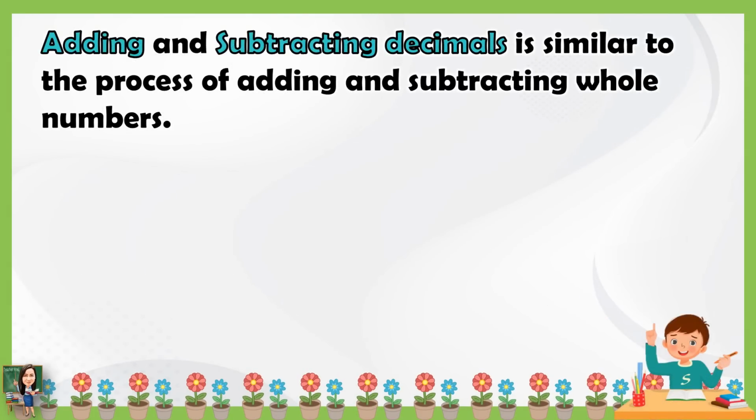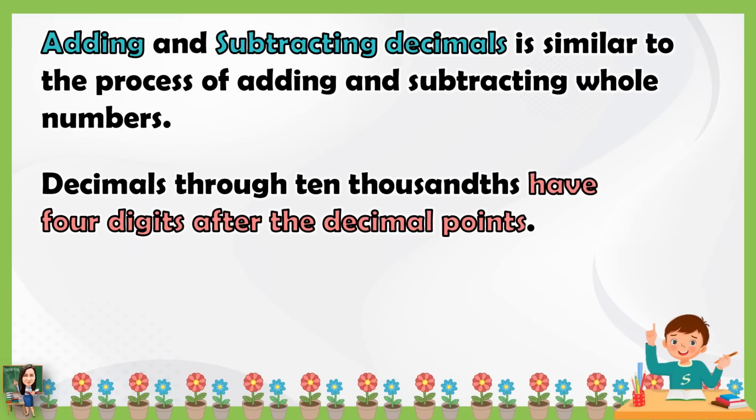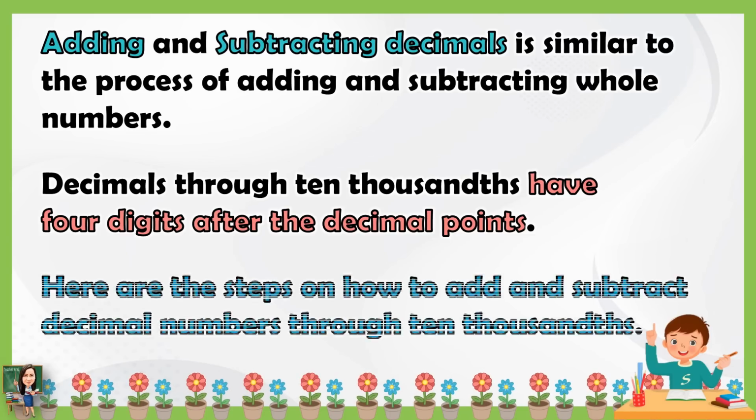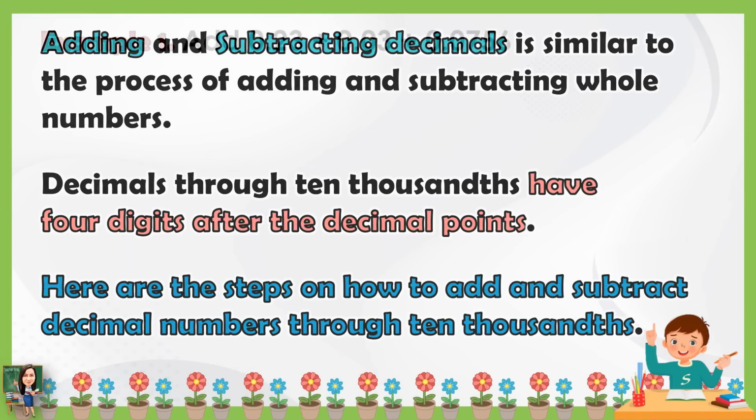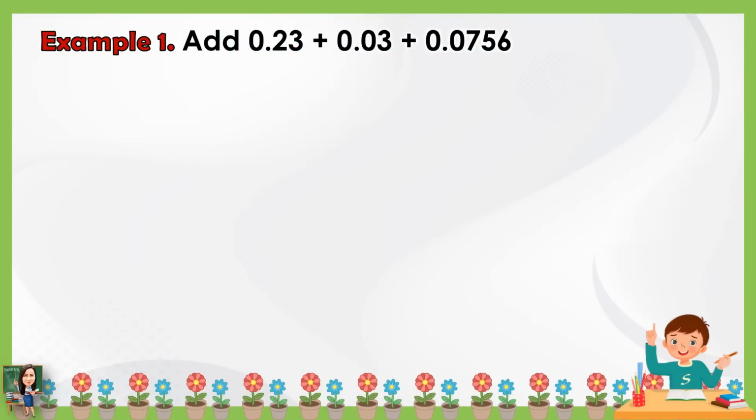Adding and subtracting decimals is similar to the process of adding and subtracting whole numbers. Decimals through 10,000ths have 4 digits after the decimal point. Here are the steps on how to add and subtract decimal numbers through 10,000ths. For example, add 23 hundredths plus 3 hundredths plus 756 10,000ths.